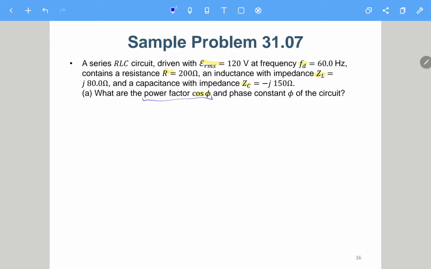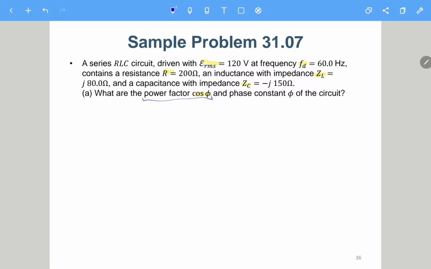So if cosine phi is maximized to be 1, then all the power is consumed by the loading, the resistive loading. And if phi is 90 degrees, then no power is consumed.